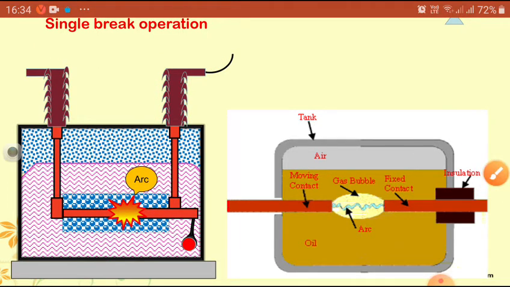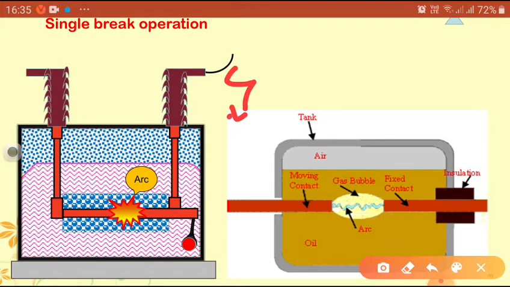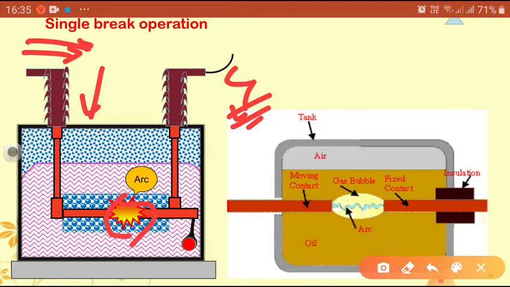Now I am going to make a fault here, on the output side, some earth fault. Then what is happening? This current, instead of a small current, becomes double the current coming here. So when the fault occurs in the system, the contacts of the breaker move apart and an arc is struck between the electrodes when they are separated here.